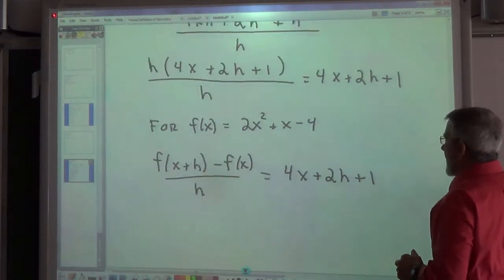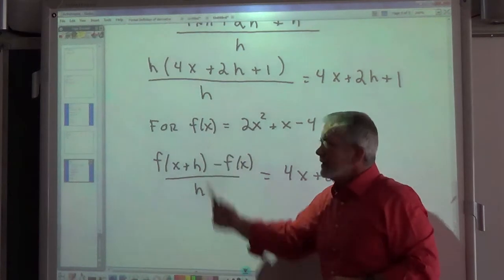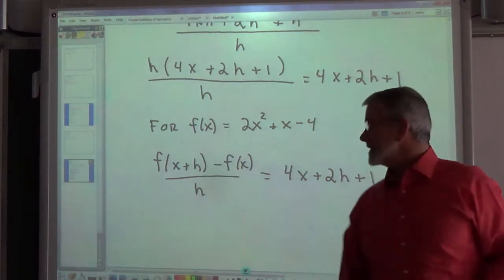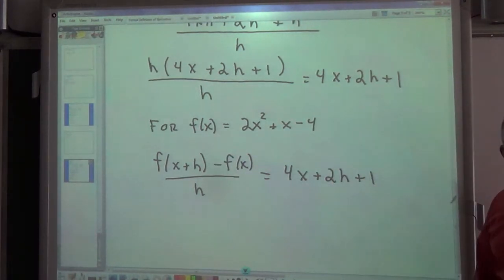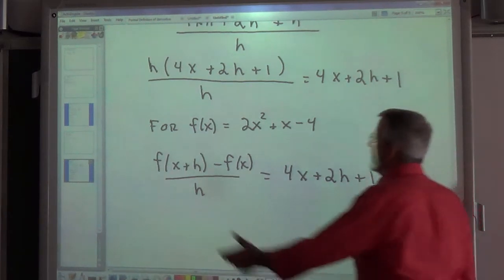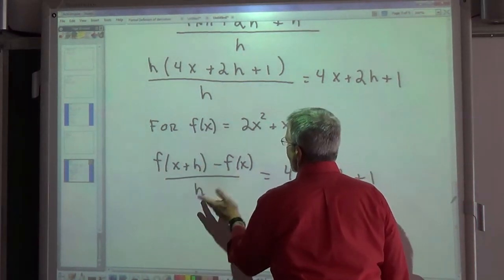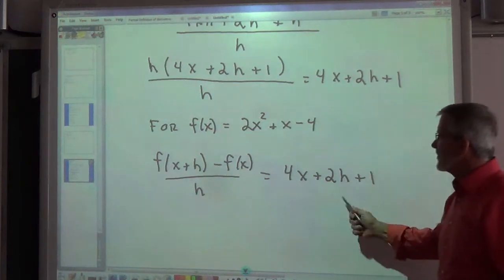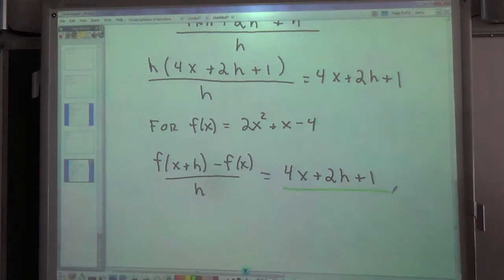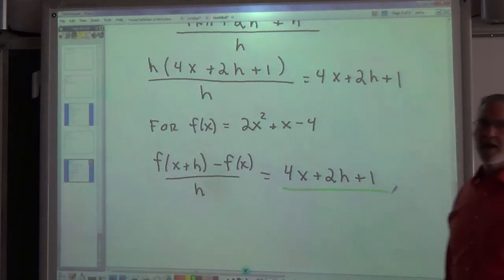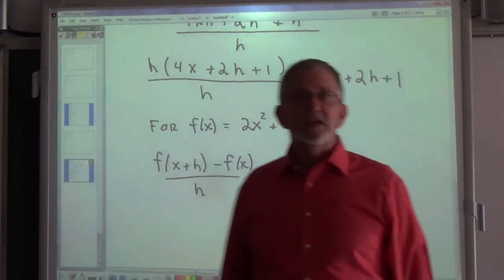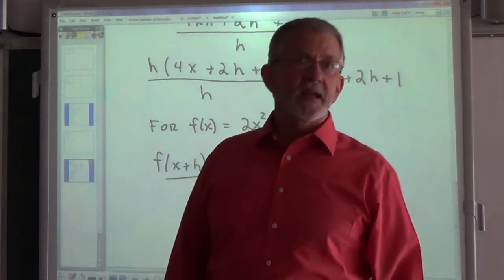So what did we just find? For the function 2x squared plus x minus 4, the difference quotient, f of x plus h minus f of x over h, is simply equal to 4x plus 2h plus 1. This will have far-reaching implications next year in your study of calculus.